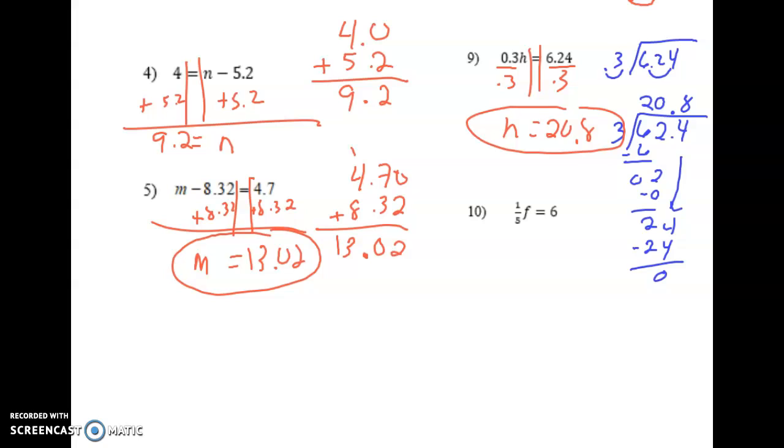Lastly, number 10, the opposite of multiplying by 1/5 is dividing by 1/5, but then I have to do SOR on the opposite side, same, opposite, and reciprocal. Or we learned I could just multiply by the reciprocal. All right, and then the 5s cross simplify. And if I multiply by the reciprocal over here, 5 over 1, which is the same thing as 5, 6 times 5 is 30. So F equals 30.